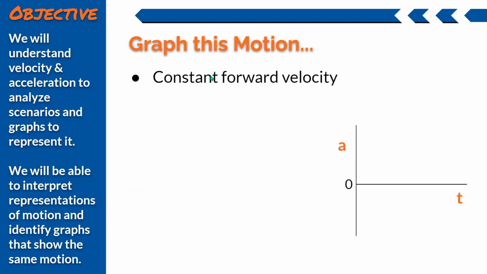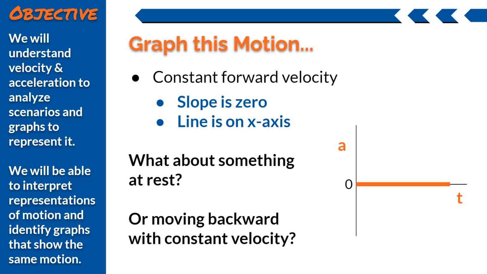All right, so here is what an AT graph looks like for constant forward motion. You already have some other graphs. You can add this one to it. Constant forward motion means I'm not accelerating, so I would have 0 acceleration. My slope will be 0 and my line will be on the x-axis. Something at rest will look exactly the same. Okay, so again, this is for anything that is not accelerating. Moving backward with constant velocity will look exactly the same. Okay, there's no difference in the AT graph. It doesn't give us very much information. So this is what it will look like for anything with constant forward velocity, constant backward velocity, or something that is at rest.